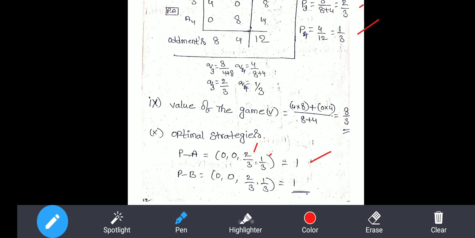The next probabilities will be 2 by 3, 1 by 3, so that is equal to 1. The sum of these two probabilities, 2 by 3 plus 1 by 3, equals 1. The mixed strategy concept is that the sum of the probabilities equals 1. So this is obtained here, and you get the value of the game also. Thank you.